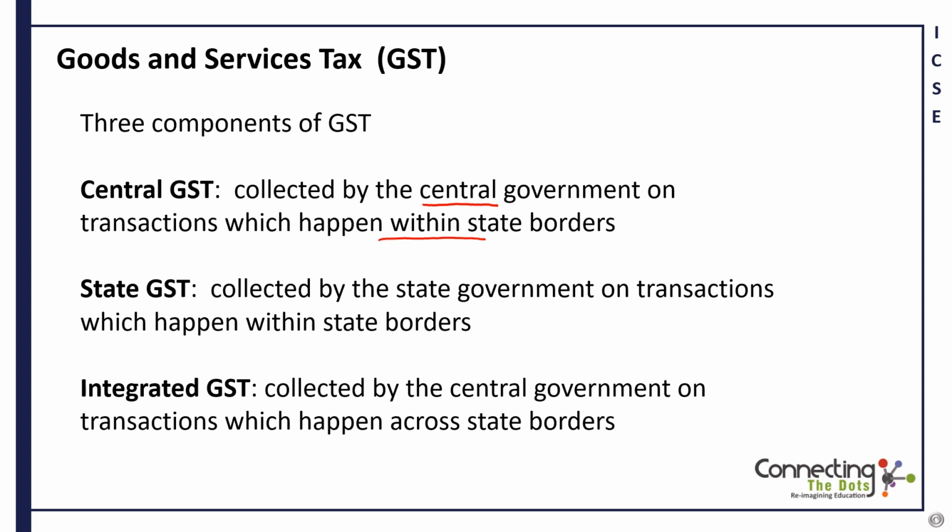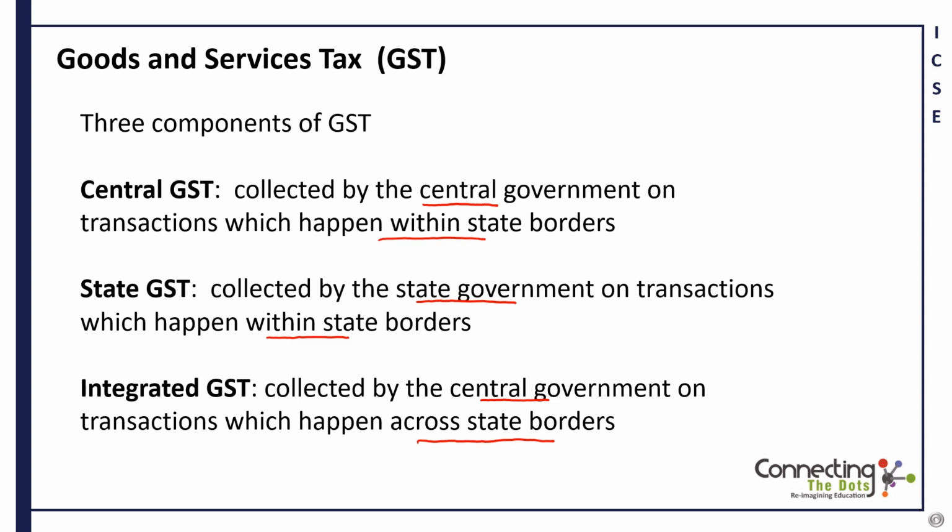What about state GST? State GST is a tax amount that goes to the state government, again on transactions which happen within state borders, inside a state. And the final component, integrated GST or IGST, is collected by the central government on transactions which happen across state borders, which means that the buyer and seller are not in the same state. The buyer is in, let's say, Karnataka, and the seller is in Maharashtra. So the transaction happens across state borders.